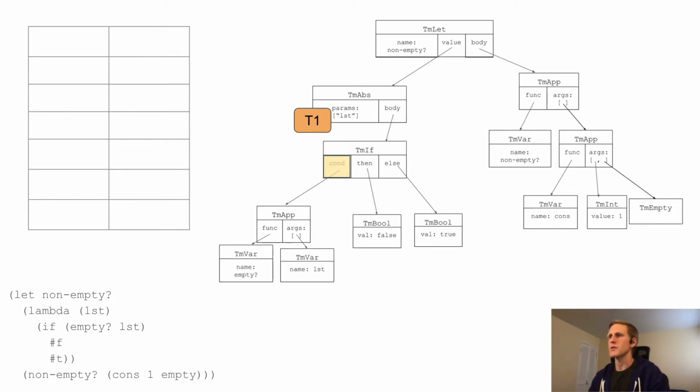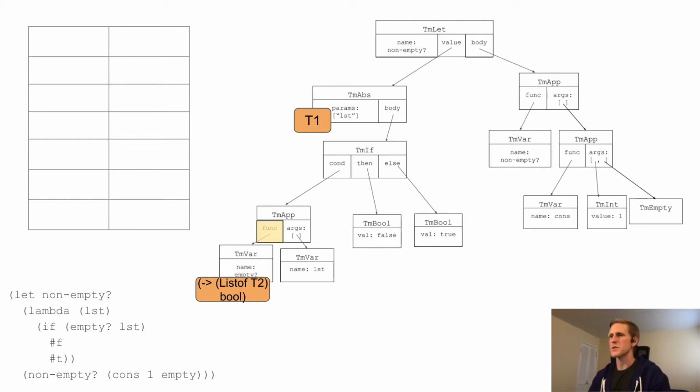The first thing we can look at in the if term is the conditional. The conditional points to this function application. The first thing we can look at there is the function we're calling. This function, empty, comes from the standard library, and the standard library will tell us that it is an arrow type, which takes a list of T2 and returns a Boolean. Again, this is a to-be-determined type inside there because the empty function works on lists of any type.